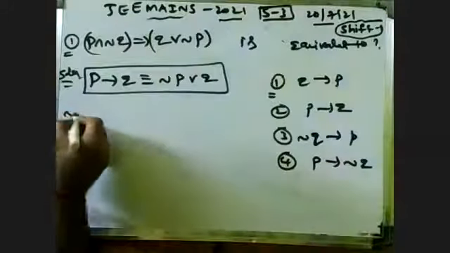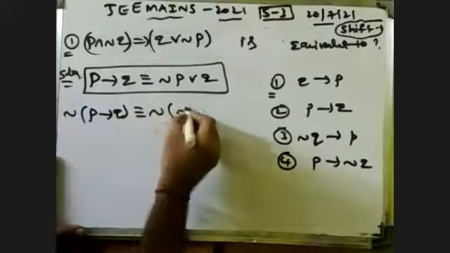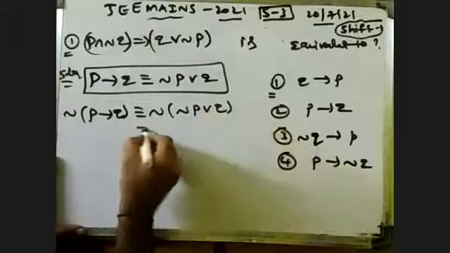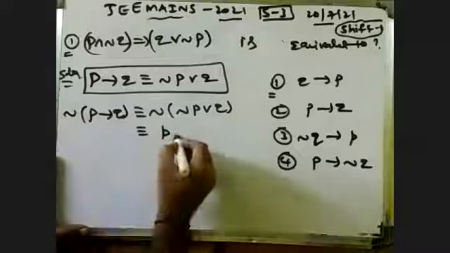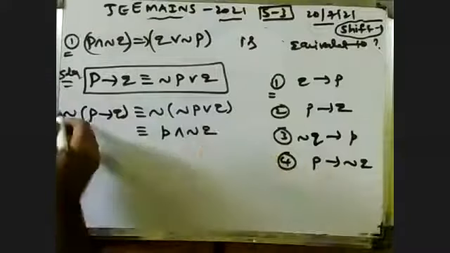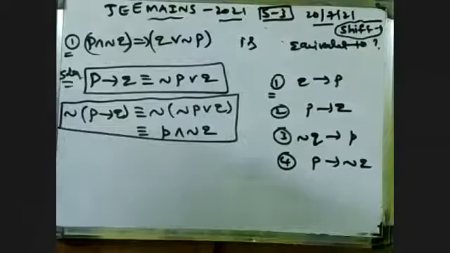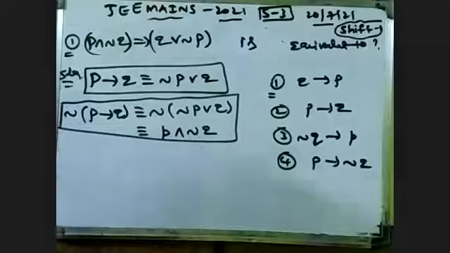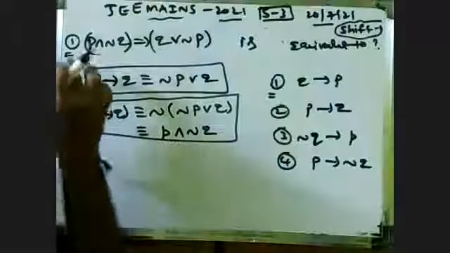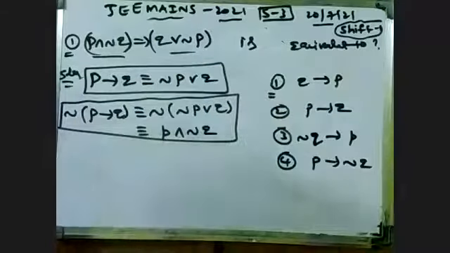And also, negation of this implication is equal to negation of P disjunction Q, which is logically equal to P conjunction negation of Q. These two formulas we make use to solve this given statement very easily. Now, see here. If you see the given statement, this is called a hypothesis, and we call this a conclusion.